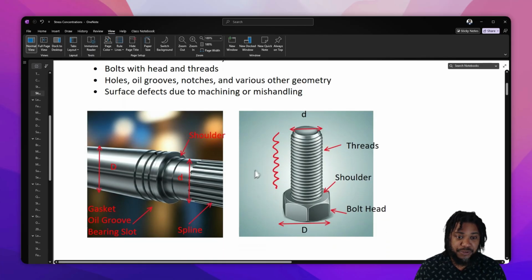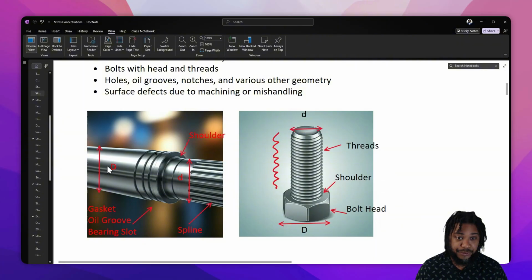Some examples: we can look at a shaft that goes from a large diameter to a slightly smaller diameter. But other features on that shaft can also be stress concentrators, such as spline lines that allow a shaft to connect to another shaft, or the shoulder where a fillet exists at the transition from the large to small diameter, or lines on the shaft where gaskets would sit, where oil grooves for oil flow are, or even where a bearing would sit on a shaft.